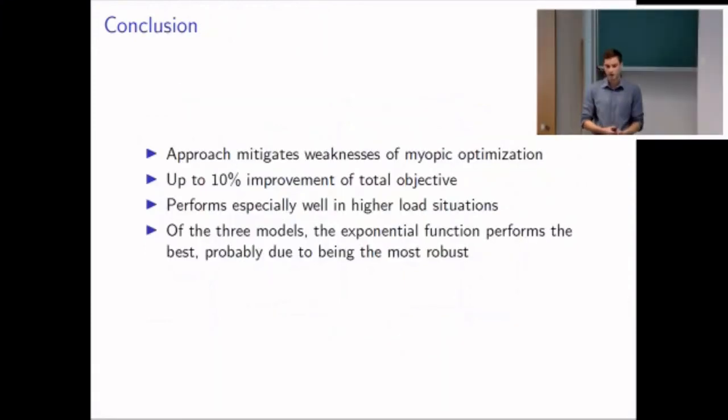So in conclusion, what I've presented here is an alternative to sampling for considering stochastic information. And we've seen up to 10% improvement in the median. We see that our approaches perform especially well for higher load situations. And of the three models, the exponential function seems to perform the best. We assume that that is due to it being the most robust to biases in the training data.